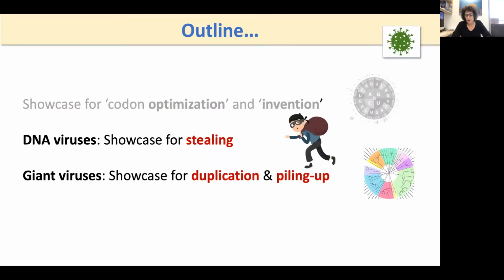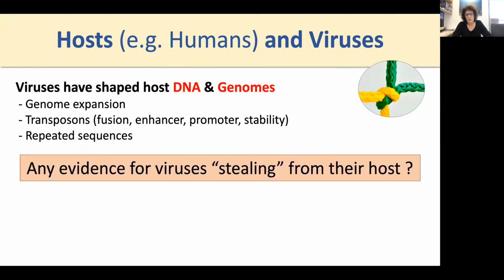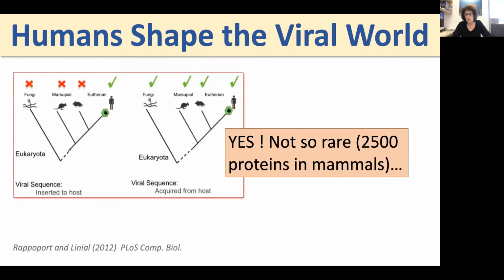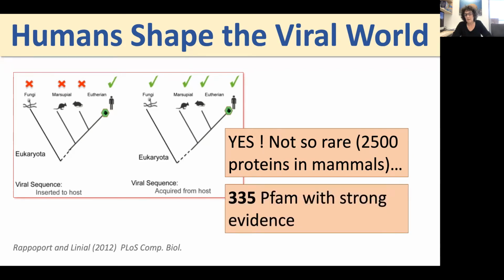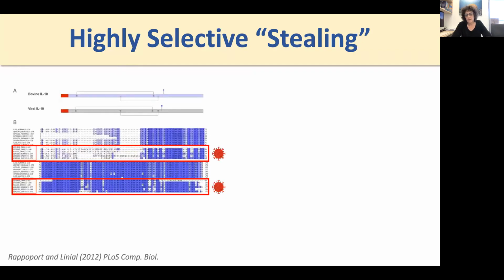The second one, can we show something about stealing? In order to do this, we ask the question, is there any evidence for viruses that are stealing from their host? And we did this a couple of years ago, in which we were able to show that it's quite common. Actually, it's not rare at all. There are over 2,000 such proteins, and they account for over 300 PFAM domains with strong evidence for stealing. So what do they steal?